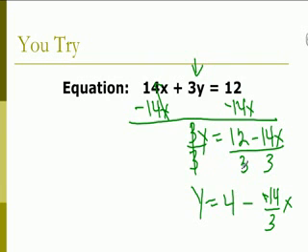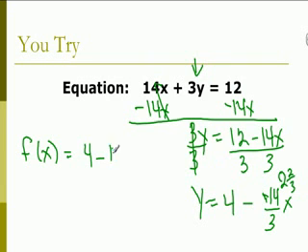If you have a calculator handy, you can always turn that into a decimal or a fraction. If we're turning this into a mixed number, 3 goes into 14 4 times with 2 left over, so this is actually 2 and 2/3. So you can either leave it as 14 over 3 or change it to 2 and 2/3, or change it to a decimal, which is 4.66666666. So I'm going to just leave it as 14 over 3. So to write that in function notation, you're just going to go f(x) equals 4 minus 14 over 3x. Very simple.